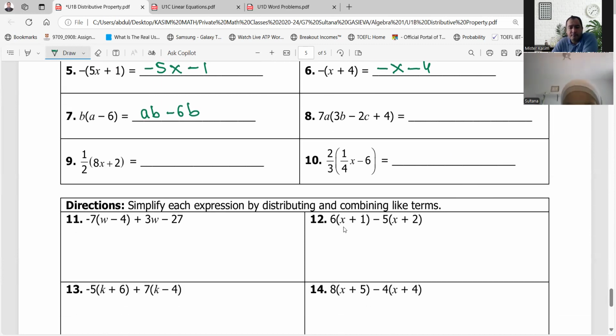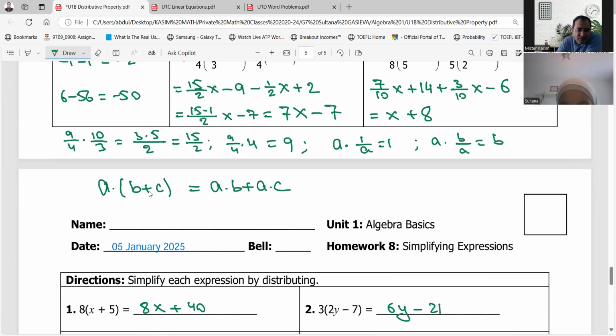7A times 3B. So then 21AB. And then minus 2C. What is 7A? Can't you see that 7A times 2C is 14AC? Sultana, it's just very simple logic. A times B plus C, multiply A by B, A by C. Right? Is something wrong with you?